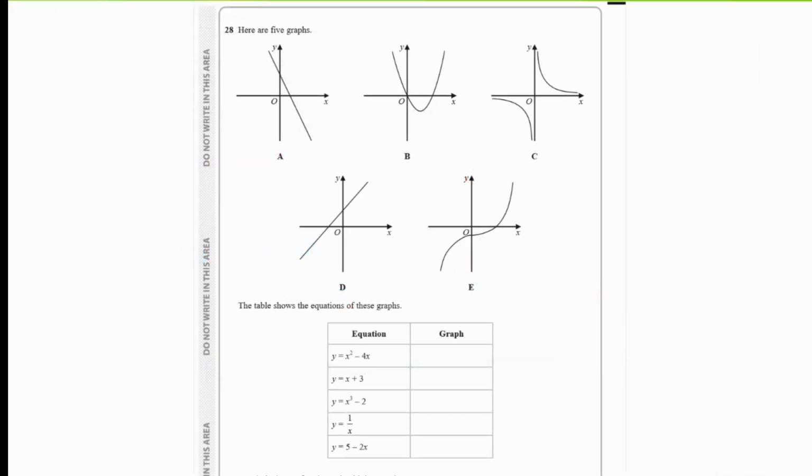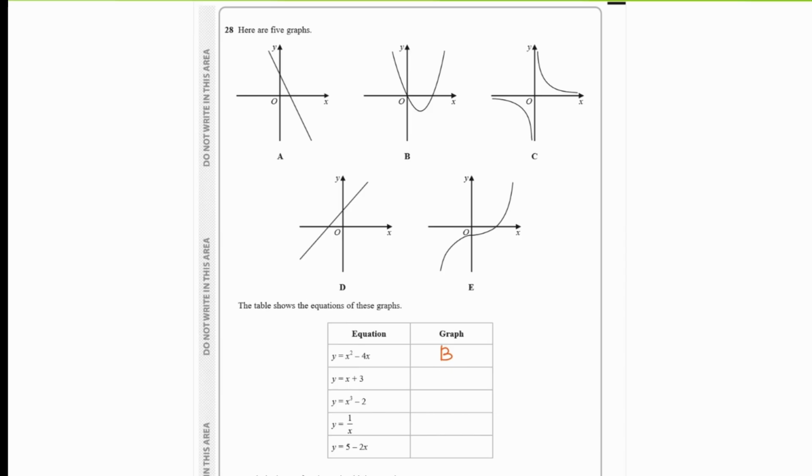Question 28. Here are 5 graphs. The table shows the equations of these graphs. Match the letter of each graph with this equation. So the first equation is y is equal to x squared minus 4x, and this is a quadratic equation. And we know that the shape of a quadratic equation is always a U or an upside down U, and therefore this one is going to be graph B.